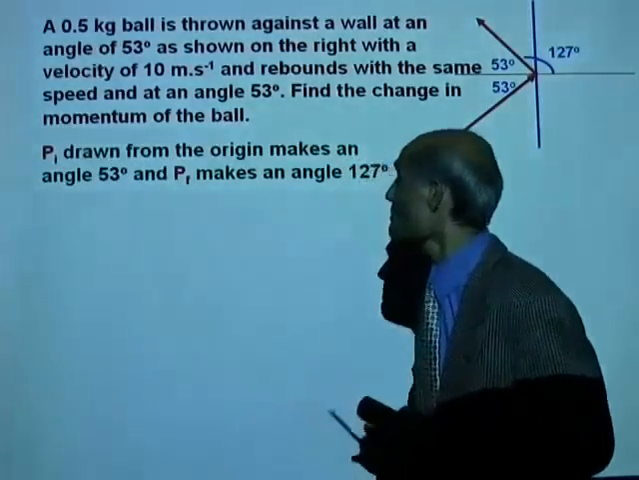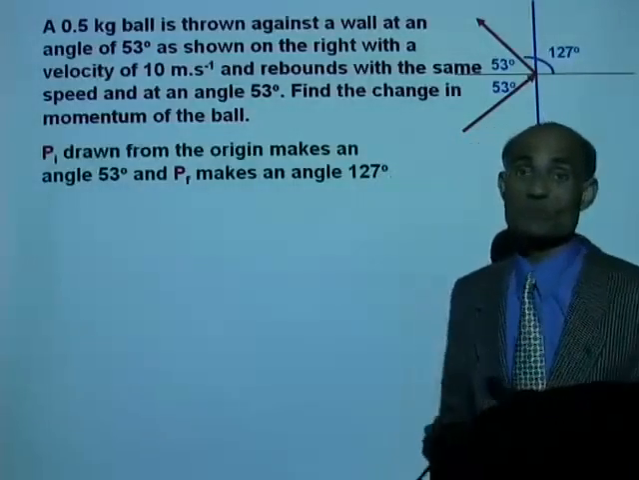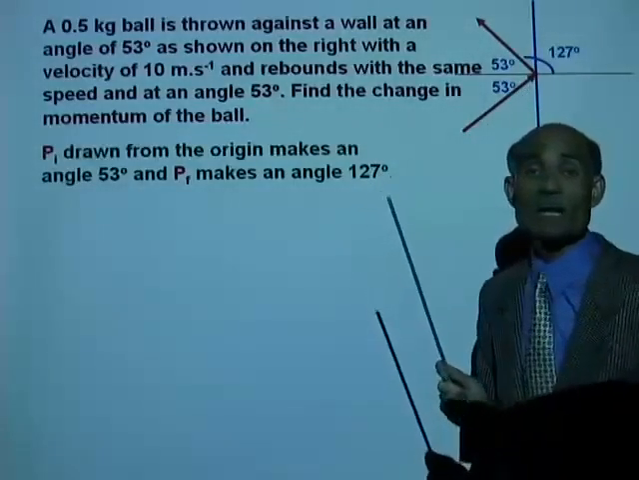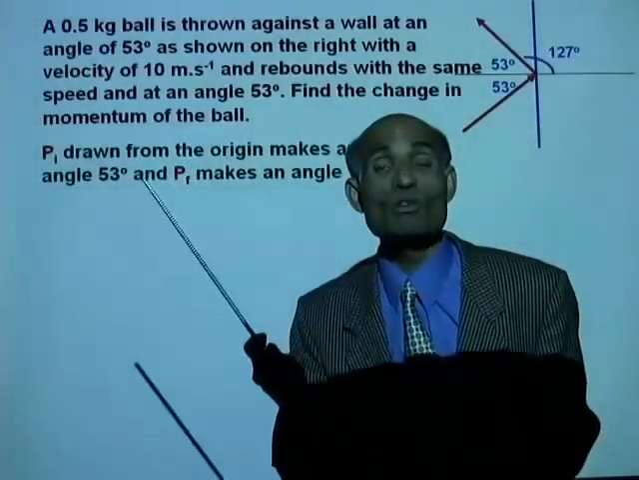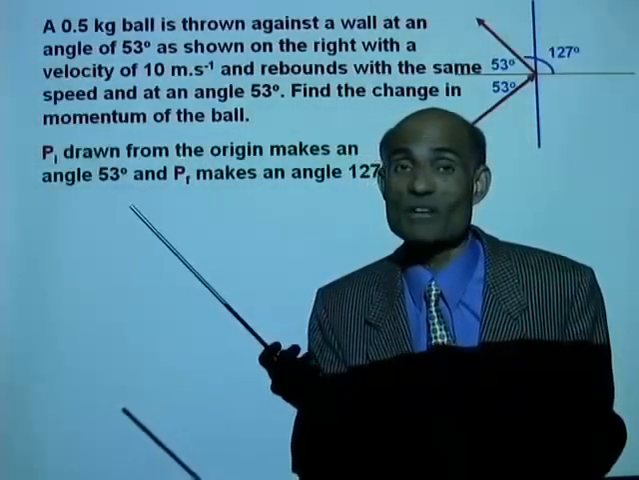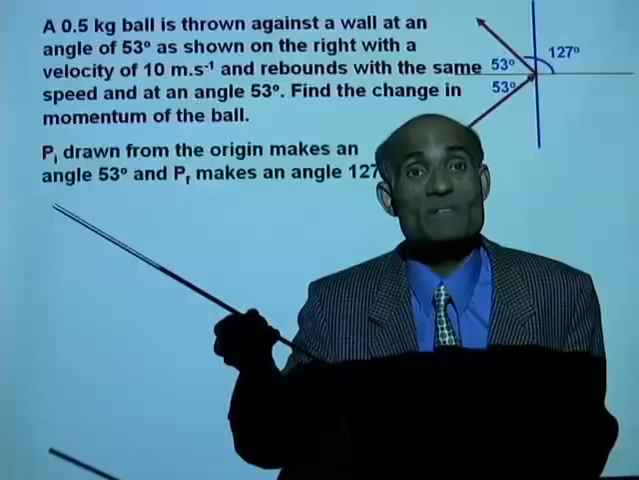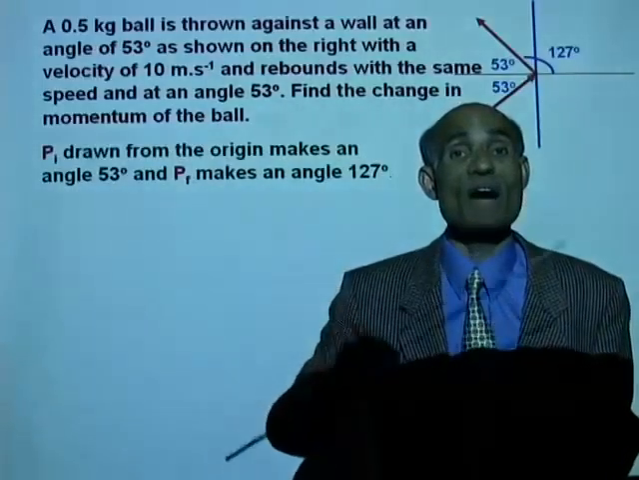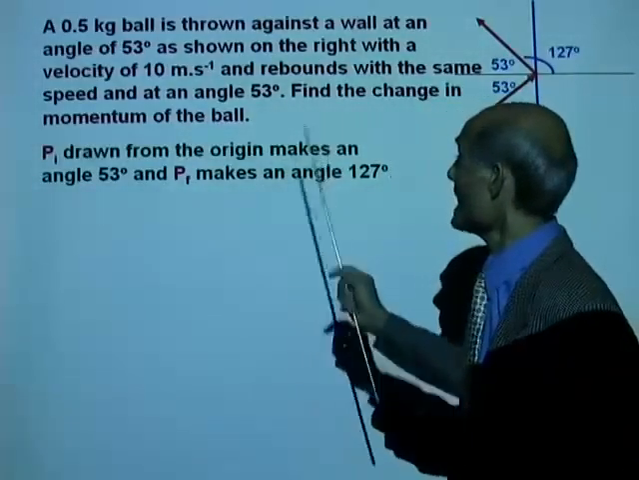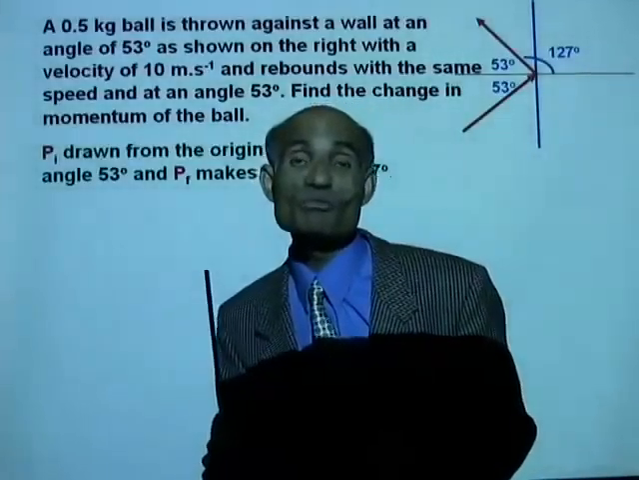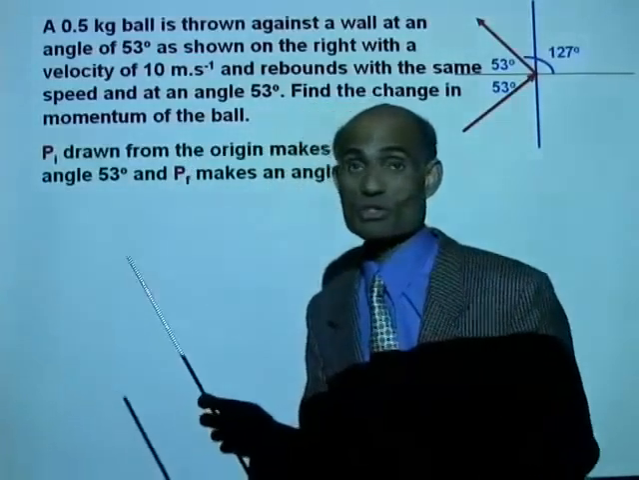PI drawn from the origin. Now, this problem can be made simpler by drawing both vectors. What are the two vectors? The initial momentum vector and the final momentum vector.